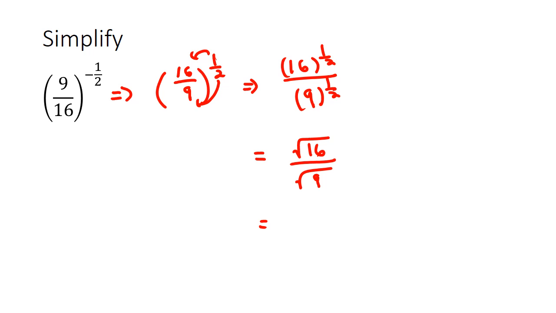And we can finish simplifying that because both of those are perfect squares. The square root of 16 is 4 because 4 times 4 is 16. The square root of 9 is 3 because 3 times 3 is 9. So its simplified form would be 4 over 3.